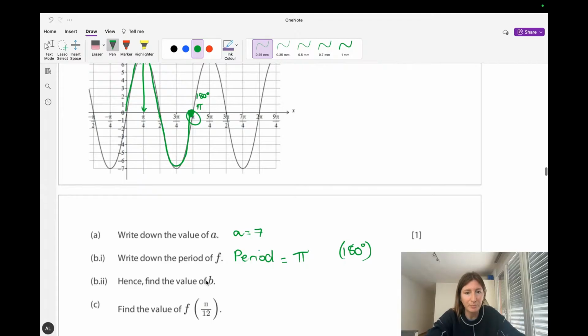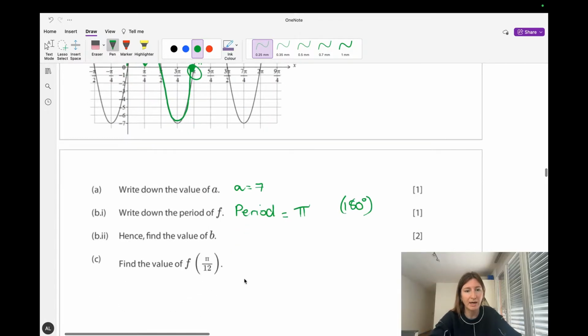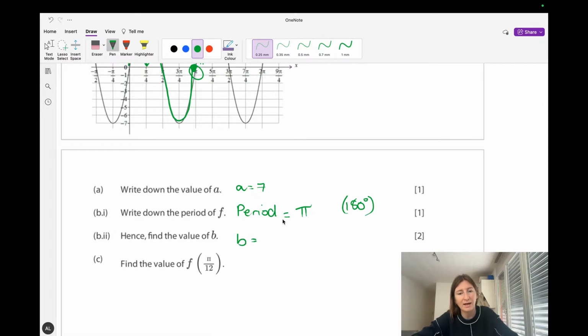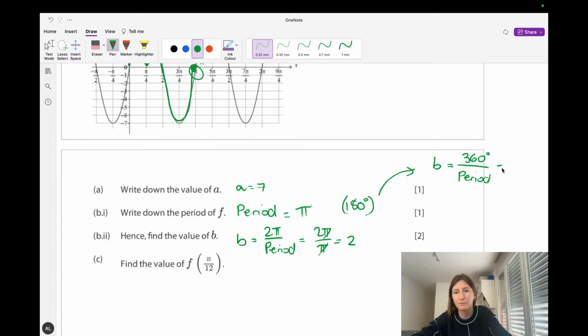Hence, find the value of b. So if my period is pi and I want to find b, I had to do 2 pi divided by my period. So that's 2 pi divided by pi, which equals, cancel, 2. Let's do it with 180 if we're in AISL. To find b, we have to do 360 degrees divided by the period, which is 180. And indeed, that is also 2.